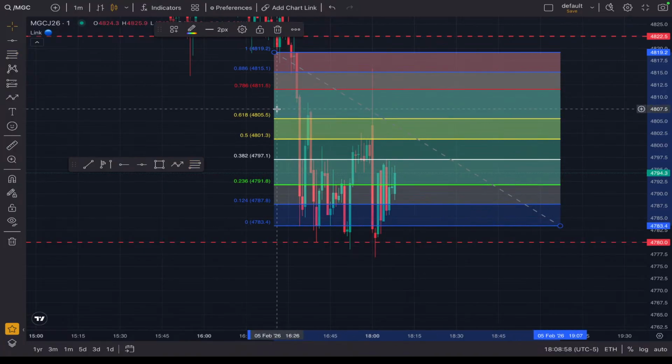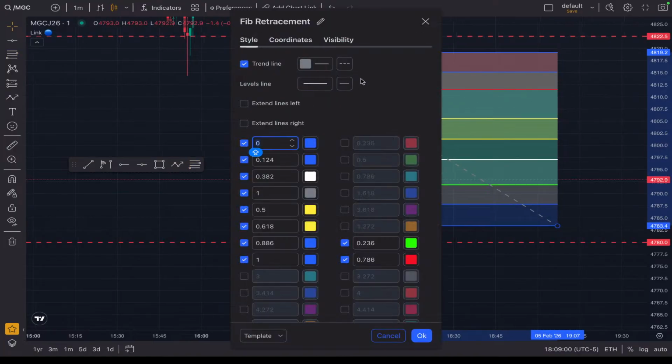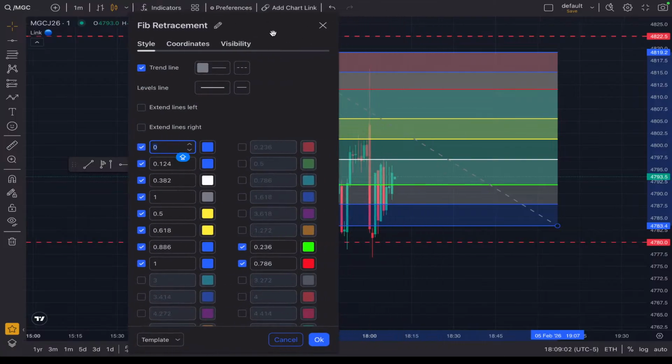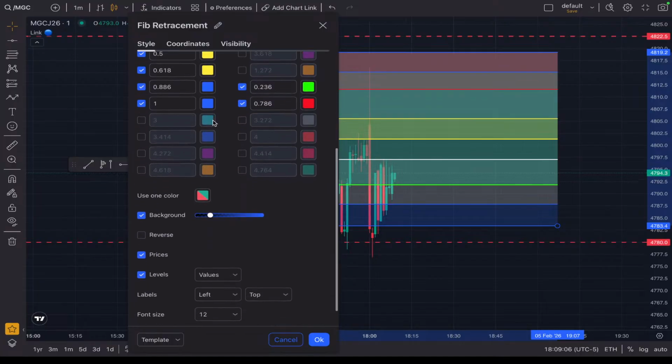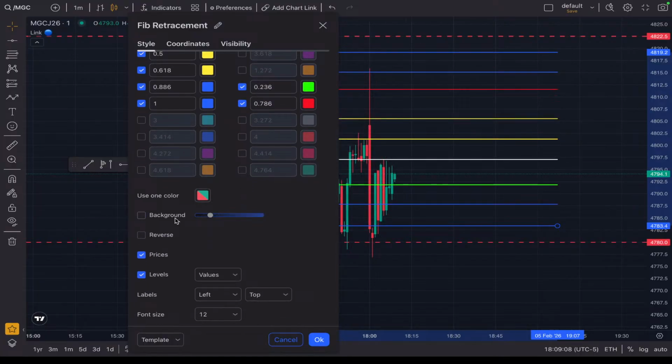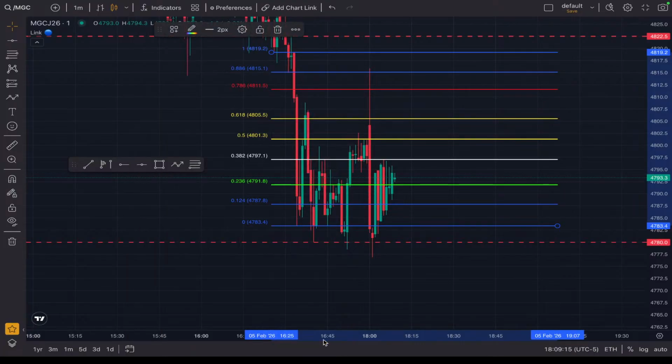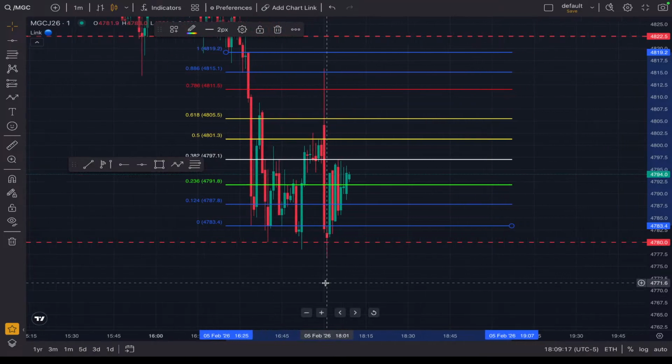Okay, I gotta get this, I don't know what that is. Definitely want to take that off and yeah, don't need a background. All right, cool.